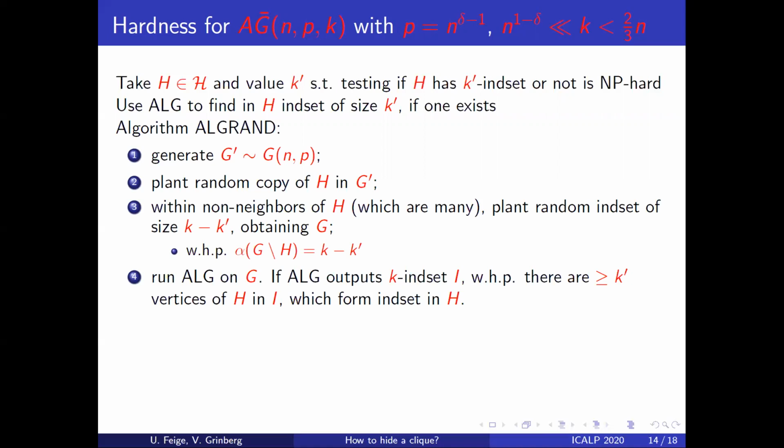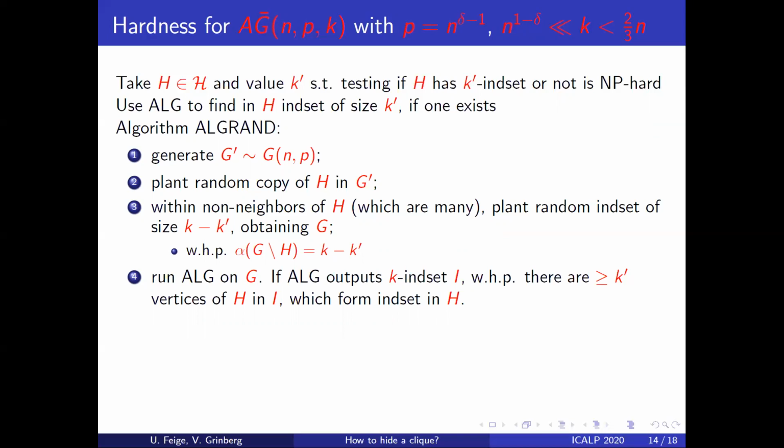First, generate a random G(n,p) graph G prime. Then, plant a random copy of H in G prime. By planting, we mean choosing a random set of vertices and turning the subgraph induced on them into H. Next, we plant a random independent set of size K minus K prime within the non-neighborhood of H in G prime, obtaining graph G. It is important to note that the planted independent set of size K minus K prime with high probability will be the maximum independent set in the non-neighborhood.